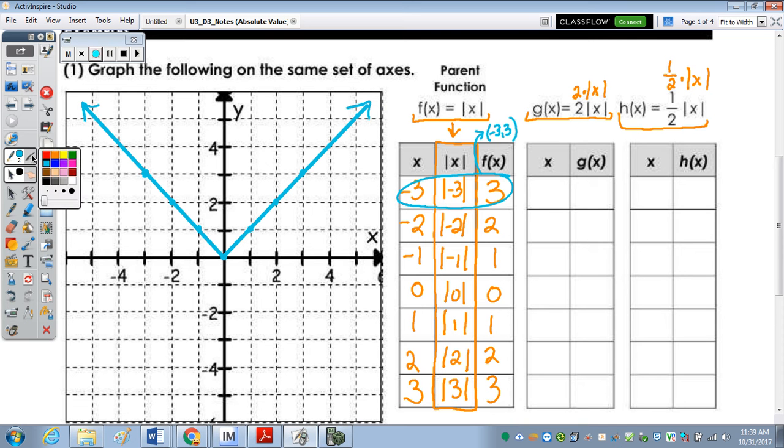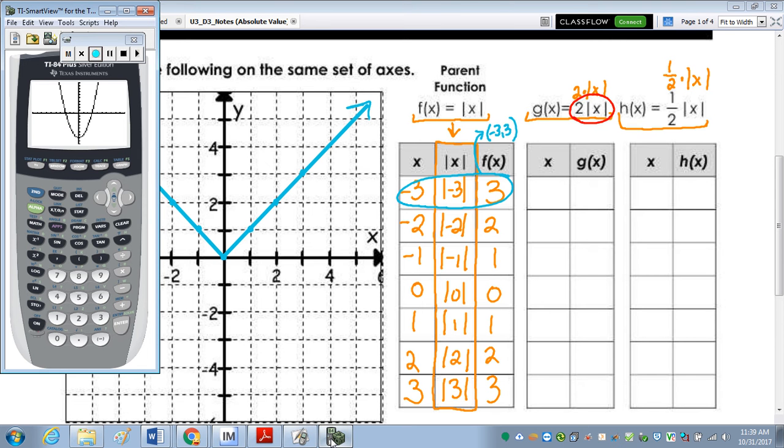I'm going to grab a different color. Let's go to the graphing calculator and type in 2 times the absolute value of x. So go to y equals. Let's clear that. Press the math button. Go under the number column. And absolute value is the first one. Because it says 2 times the absolute value of x, we have to put the 2 in first. So 2, math, under number column, absolute value of x.